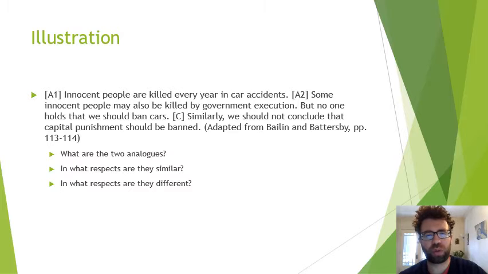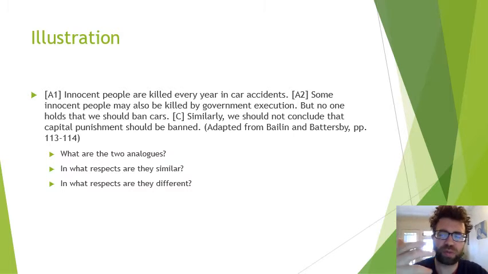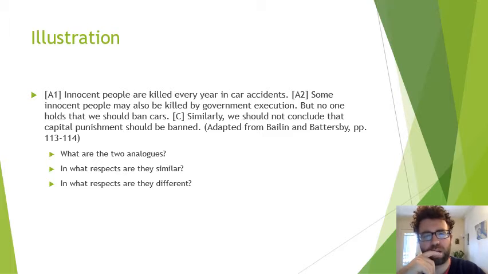So I don't know why I wrote A instead of P. That should be P there. Premise 1, innocent people are killed every year in car accidents. Oh, that's the first analog. Okay. Premise 2, some innocent people may also be killed by government execution, but no one holds that we should ban cars. Similarly, we should not conclude that capital punishment should be banned.